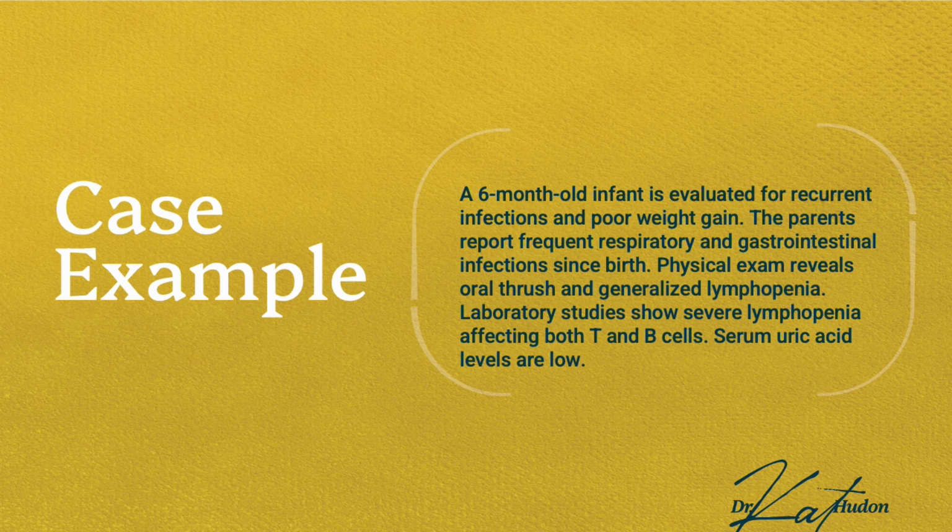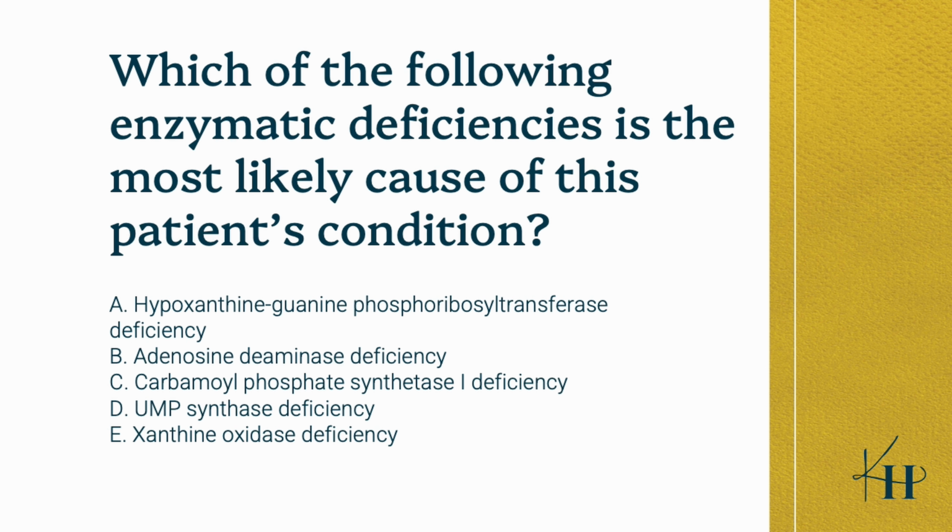Here's another case. A 6-month-old infant is evaluated for recurrent infections and poor weight gain. The parents report frequent respiratory and gastrointestinal infections since birth. Physical exam reveals oral thrush and generalized lymphopenia. Laboratory studies show severe lymphopenia affecting both T and B cells. Serum uric acid levels are low. Which of the following enzymatic deficiencies is the most likely cause of this patient's condition?